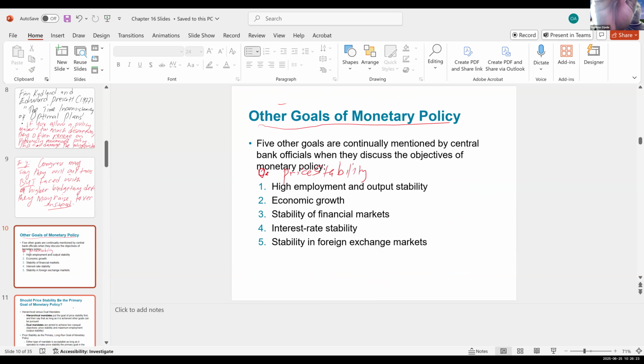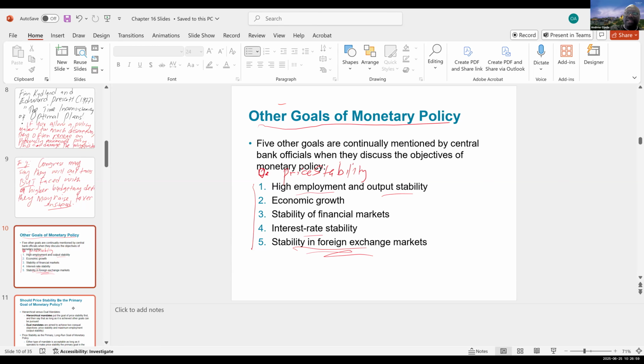Then these are other goals that the central bank, like the Federal Reserve, might want to achieve. They want high employment and output stability, economic growth, stability of financial markets, interest rate stability, stability in foreign exchange markets. So in the foreign exchange market, we want the value of the US dollar to be stable. If we wake up tomorrow and the dollar depreciates, 40% of its value is gone, the Fed is going to act using its international currency reserves to bring the value of the dollar back in check.